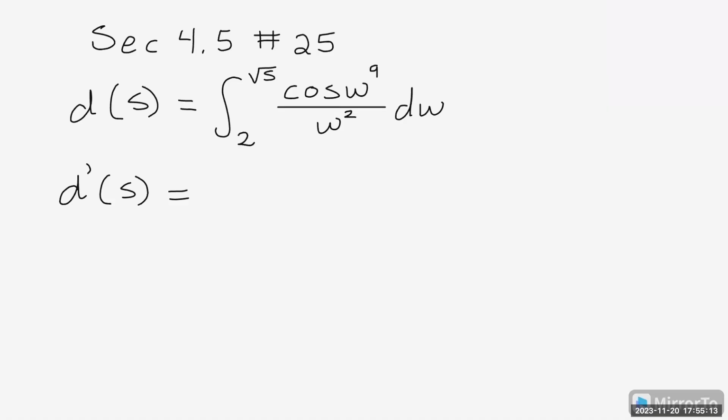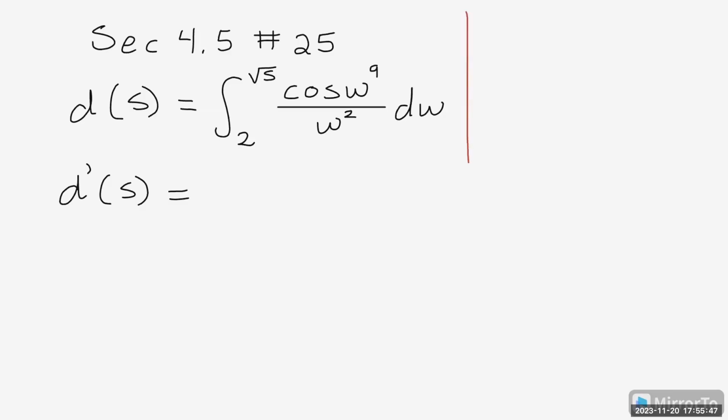So we're given this function that's defined as the definite integral from 2 to the square root of s of cosine of w to the ninth over w squared dw, and we're asked to find d prime of s. And so we're being asked to find the derivative of this. So we're going to use the second part of the fundamental theorem of calculus, the one that your book calls part 1, but I call part 2. So some books call it part 1, some part 2.